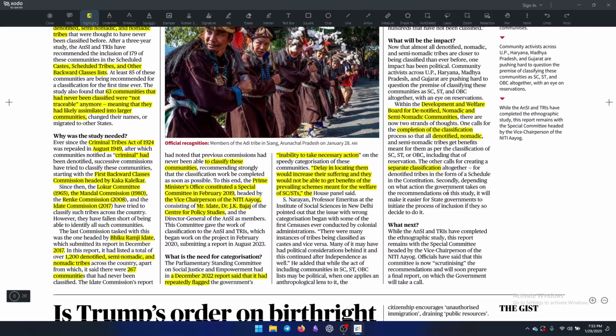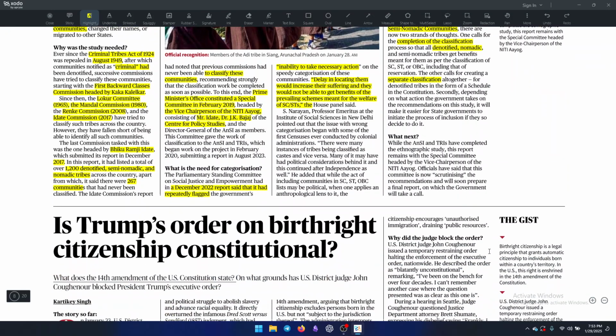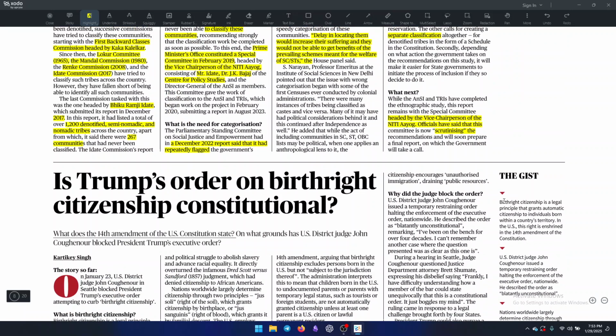Secondly, depending on what action the government takes on the recommendations of this study, it will make it easier for the state governments to initiate the process of inclusion if they so decide to do it. While the ANSI and TRIs have completed the ethnographic study, the report remains with the special committee headed by the chairperson of the Niti Aayog. Officials have said that the committee is now scrutinizing the recommendations and will soon prepare a final report.